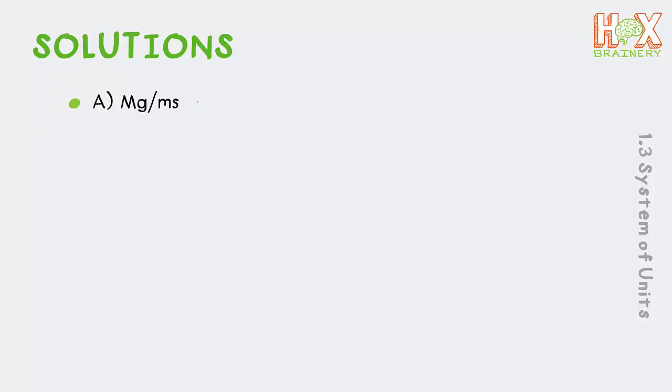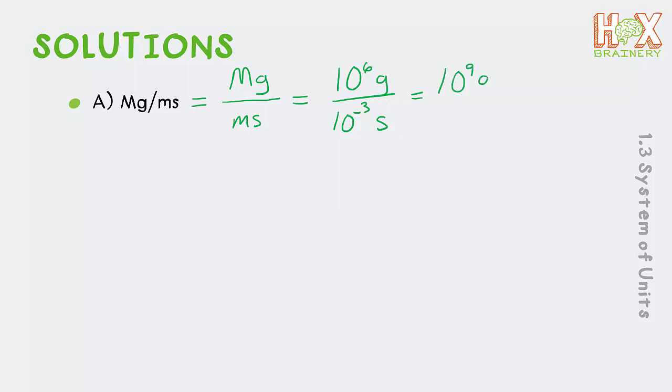So for part A, I'm going to do a quick rewrite just so this division is a little bit more obvious. So I have megagrams over milliseconds. And then you want to take these prefixes and write them as powers of 10. So mega is 10 to the 6th power, and milli is 10 to the negative 3rd power. And then you can simplify the powers of 10. So this is going to be 10 to the 9th power. And then rewrite 10 to the 9th power using a prefix. So I can write this as gigagrams over seconds.